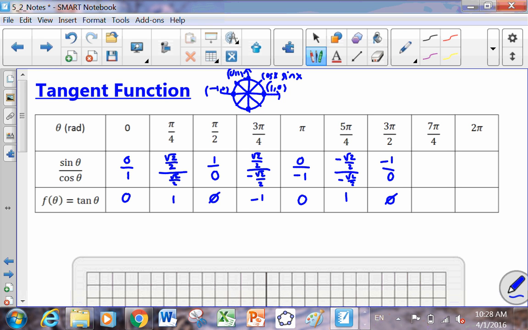And 7 pi over 4 is, is it plus or minus? The sign here? The cosine is a plus. Yeah, the cosine is plus. So square root of 2 over 2. So again, it's negative 1. And at 2 pi, we're back to 1 and 0. 0 over 1 is 0.